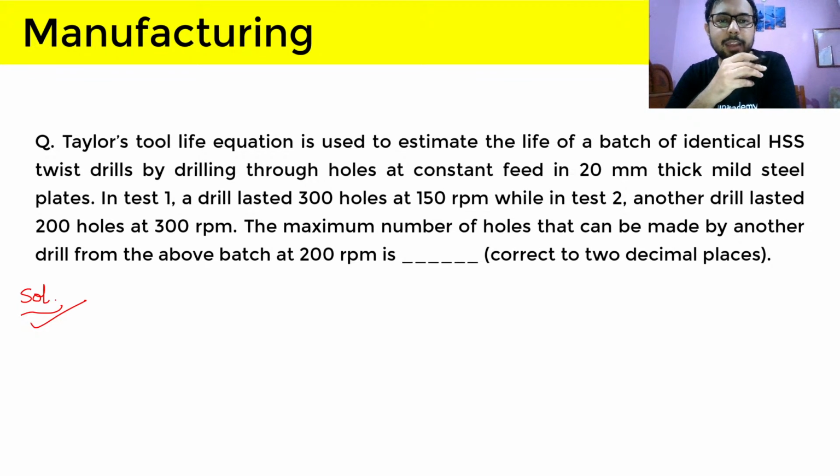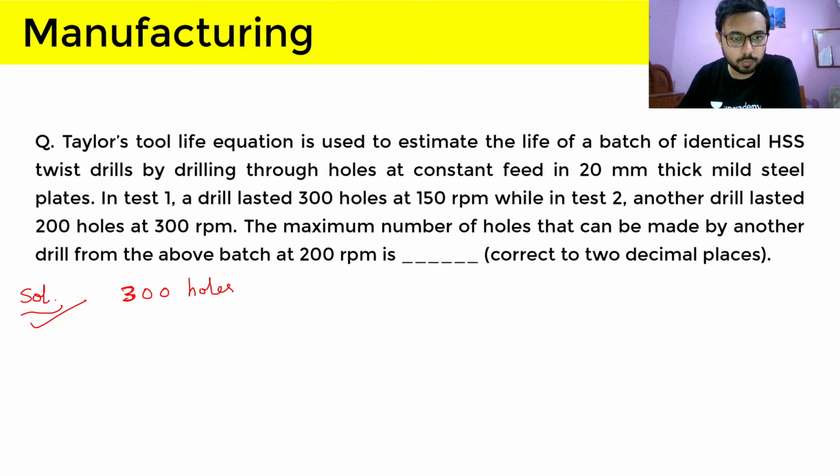So Taylor's tool life equation is used to estimate. So first of all, in test 1, 300 holes, 150 rpm. Test 2, 200 holes, 300 rpm. So we know that V t raised to the power n is equal to constant.